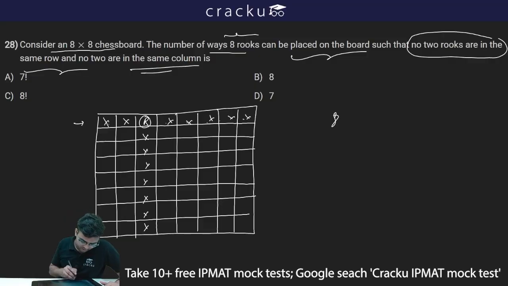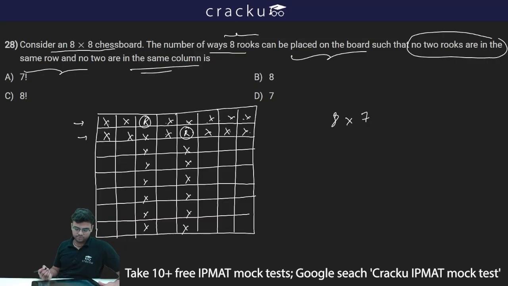Now let's say for the second row, I have to place a rook. I cannot place it in the crossed ones, so let's say I placed it somewhere here. How many options did I have? I had 1, 2, 3, 4, 5, 6 and 7. So for the second rook I had 7 options. Now if I placed it here, the other rooks cannot come in this row and this column, and for the third rook, this one and also this column cannot be used.